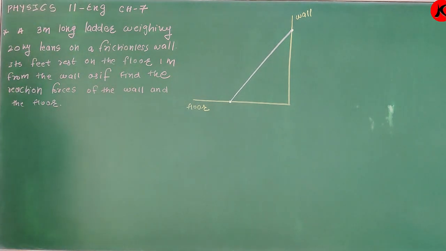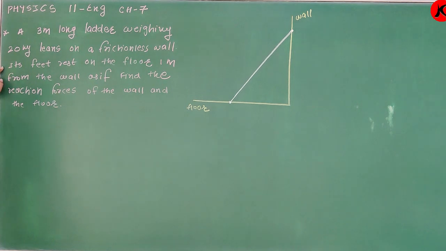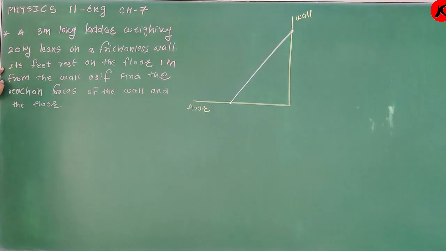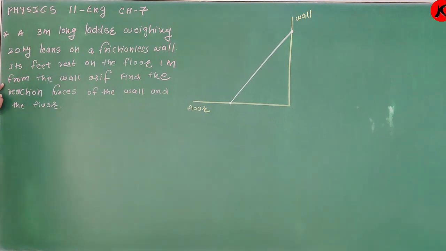See, here it is. A 3-meter long ladder weighing 20 kg leans on a frictionless wall. Its feet rest on the floor 1 meter from the wall as shown in figure. Find the reaction forces of the wall and the floor.